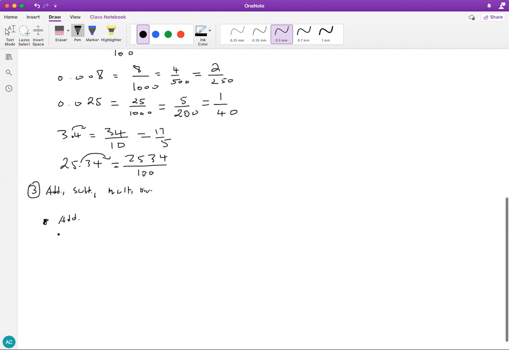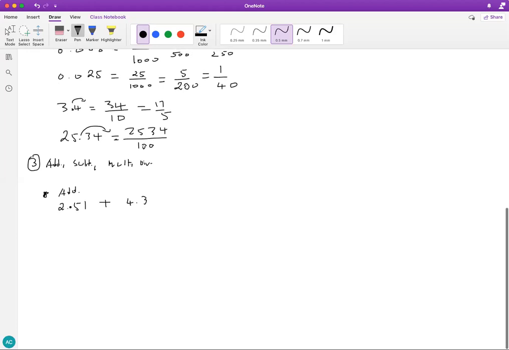So when you have 2 decimals, let's say I want to add 2.51 to, let's say, 4, let's say 3. So when you add them, make sure you align the decimals.